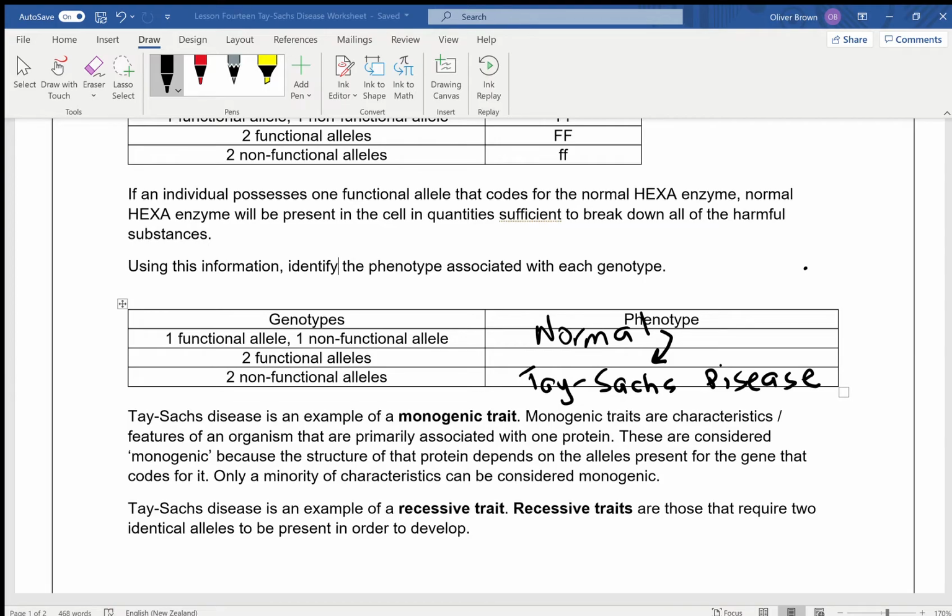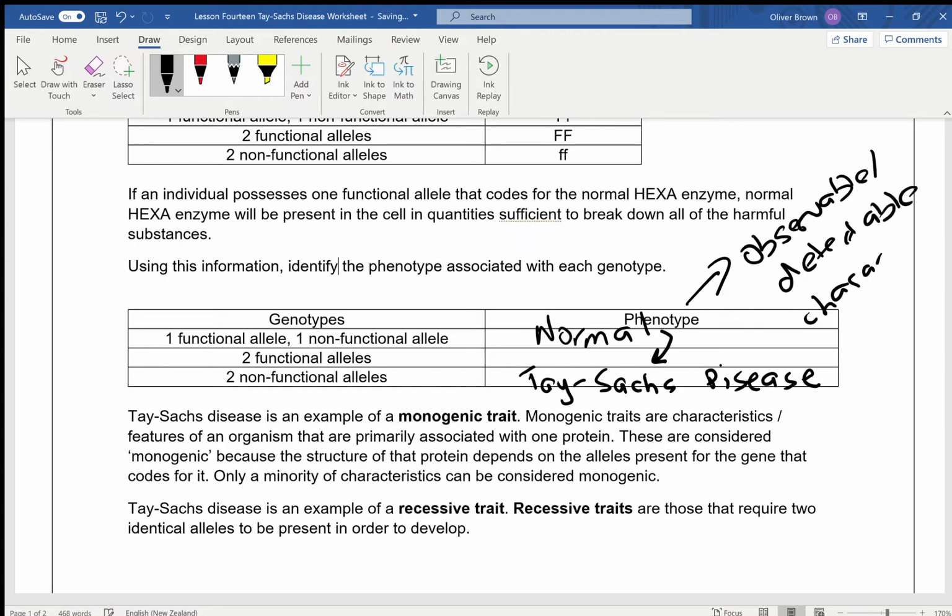Just to clarify, in case you're a bit concerned about the word phenotype, the word phenotype means observable characteristic, right? An observable or detectable characteristic. So that includes things like hair color and eye color and blood type, and whether you have a disease or not, and so forth. If you can measure it, then it is a phenotype.